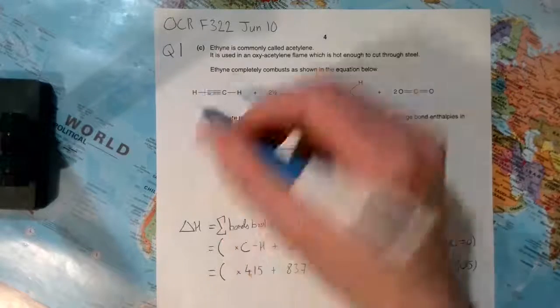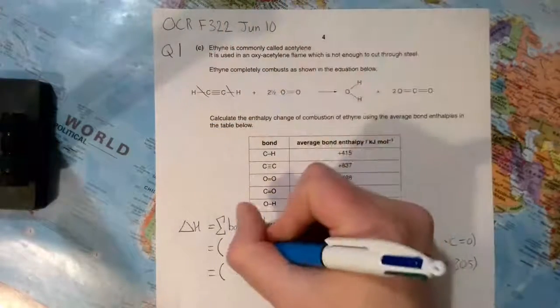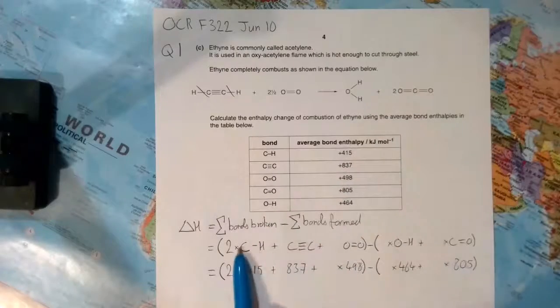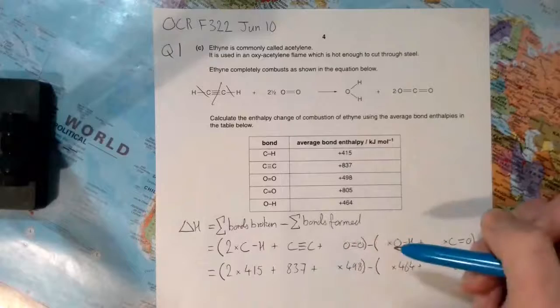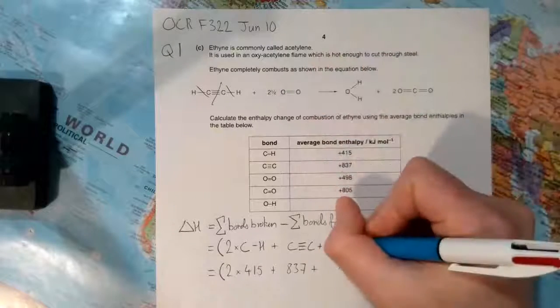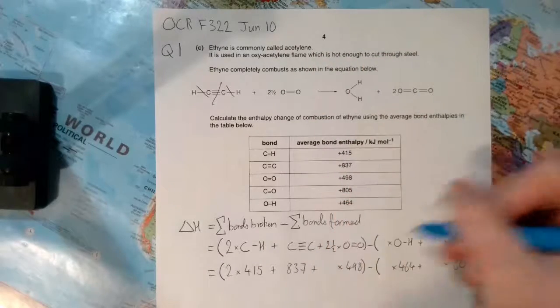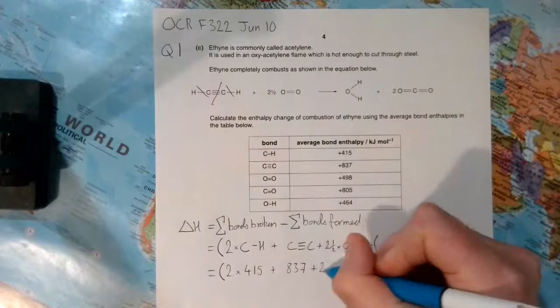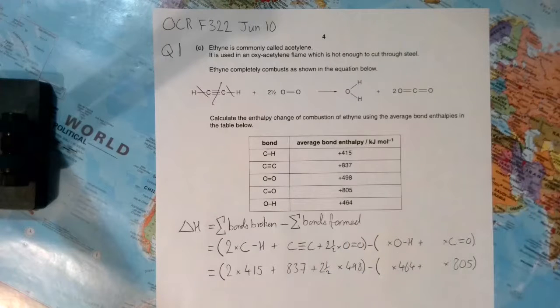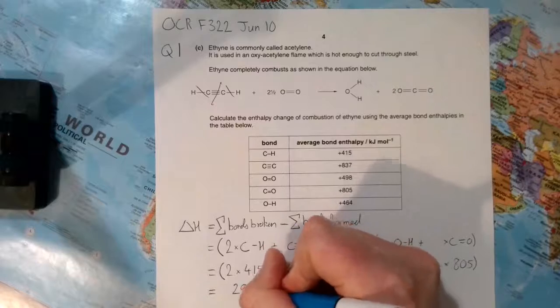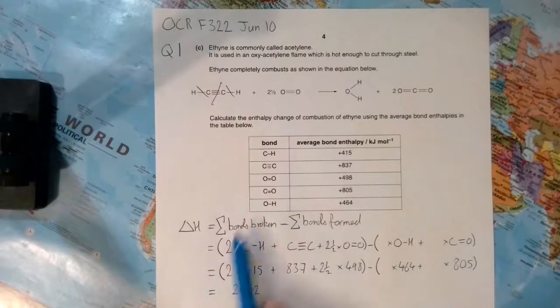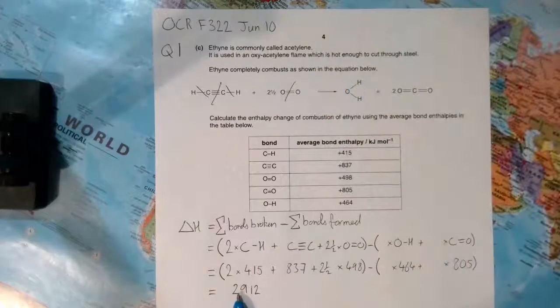So for the first part, go through, dash them off. There are 2 CH bonds, so I've written that one in. There's 1 CC triple bond, left as it is, and then you're allowed just to multiply it by 2.5. So 2.5 oxygen bonds, which means 2.5 times 498. If you put all of that together, the first mark, it's out of 3, is for getting 2,912 kilojoules per mole used to break all of those bonds.